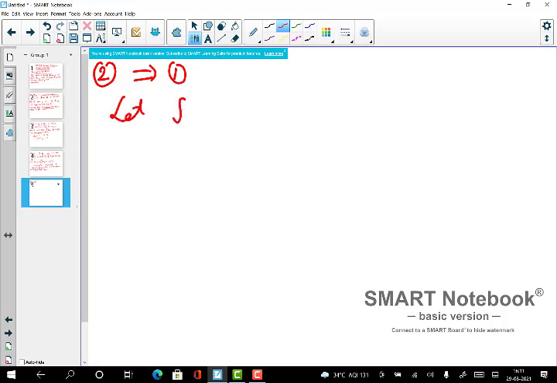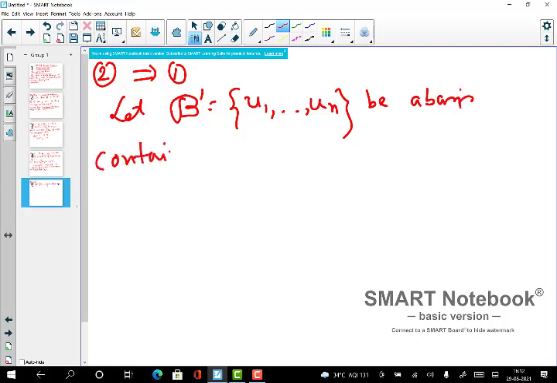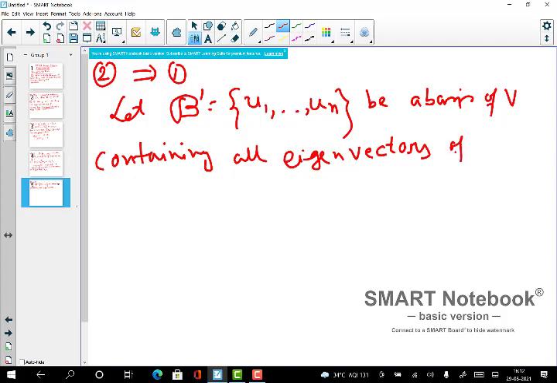Let beta dash equal to {u1, u2, ..., un} be a basis of V containing eigenvectors of T. So this is given to me. Now we will show that with respect to this basis T has a diagonal form.